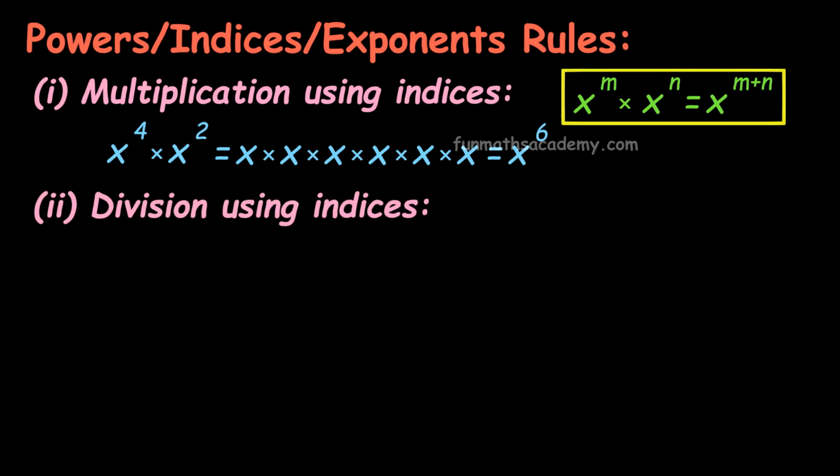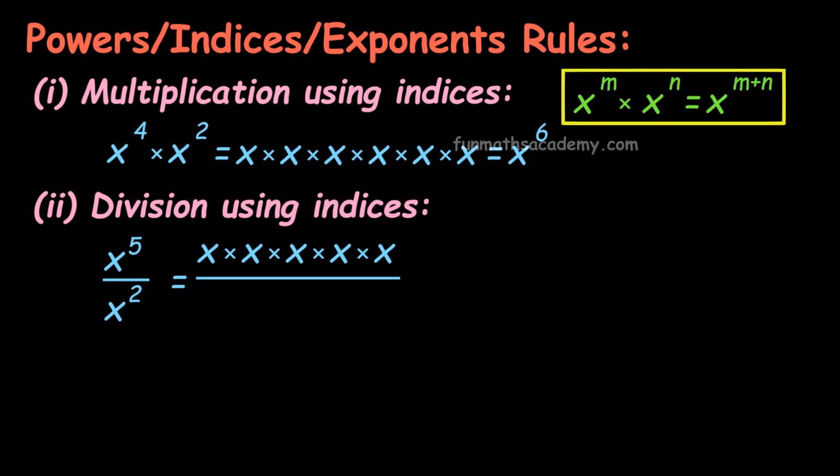Division using indices. When you divide terms with the same base, the powers are subtracted. x power 5 divided by x power 2. What does x power 5 mean? It's x times x times x times x times x. And x squared, that's x times x.